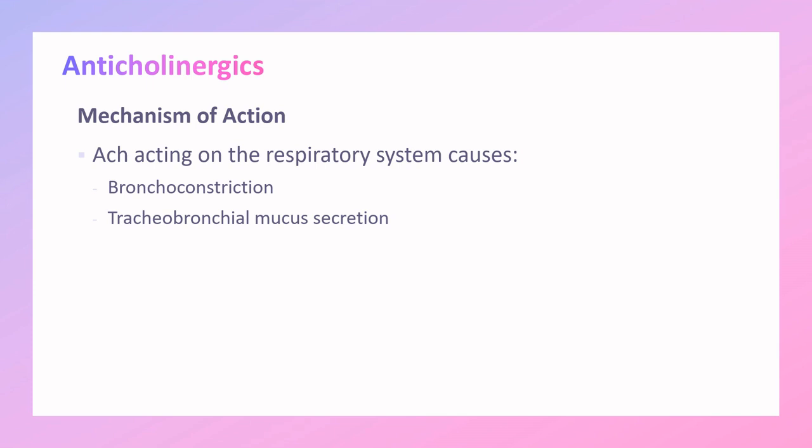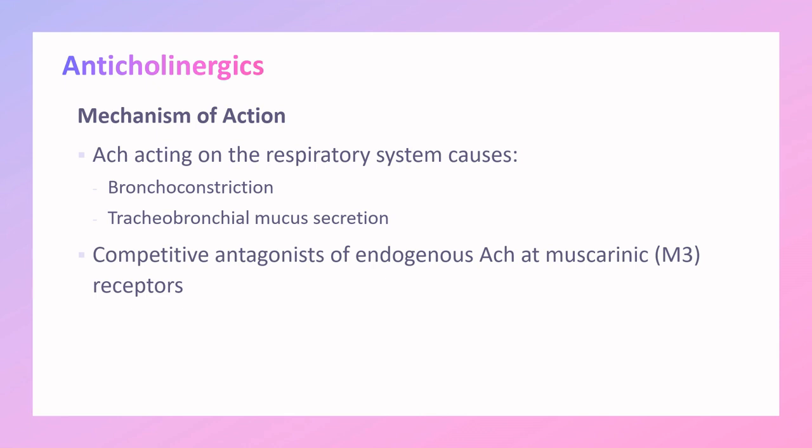Let us now have a look at the role of anticholinergics in bronchial asthma. Acetylcholine acting on the respiratory system causes bronchoconstriction and increased tracheobronchial mucus secretion. So if we block the activity of acetylcholine by giving competitive antagonists which act at the muscarinic M3 receptor, then the effects of bronchoconstriction and tracheobronchial mucus secretion will be reversed.